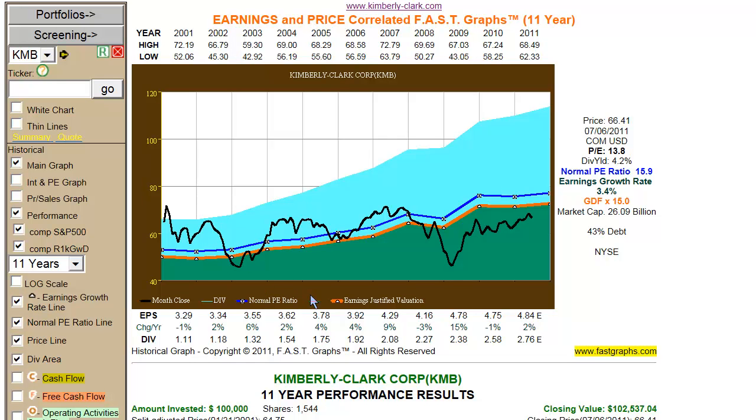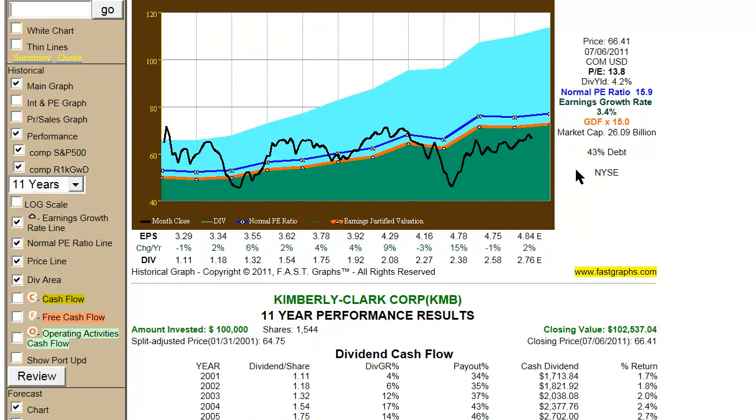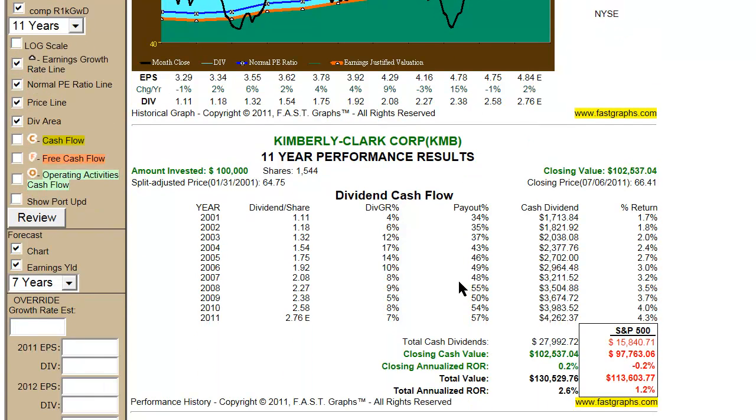But what we're really trying to show here is that Kimberly-Clark has been a 3.4% grower since calendar year 2001. The dividend has increased each year, as you can see at the bottom, and then the rate of change of earnings growth each year is also listed at the bottom of the chart, and you can see the down year here. We're going to move on to Kimberly-Clark's 11-year performance now.